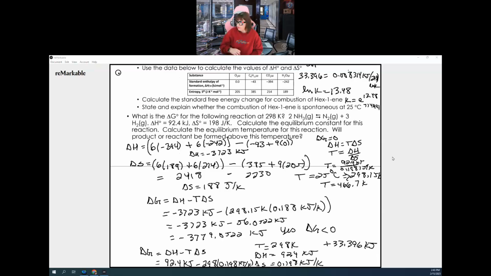Okay, awesome. Will product or reactant be formed above that temperature? Above that temperature, it'll become spontaneous. So product will be favored. Okay, so that's what we're talking about for that. Hopefully that helped.